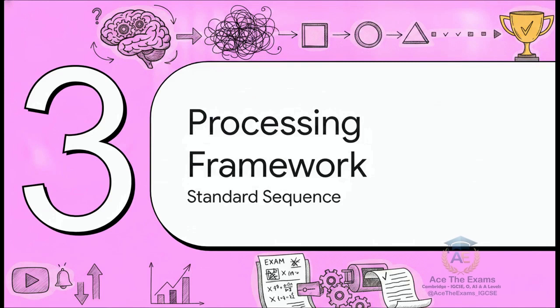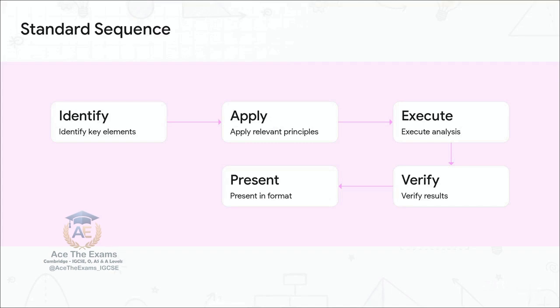All right, Section 3, Systematic Processing Framework. We are taking the utter chaos of an exam paper and turning it into a predictable step-by-step algorithm. Let's walk through this standardized sequence for flawlessly executing any differentiation problem.